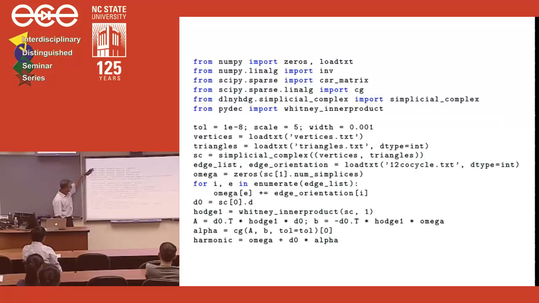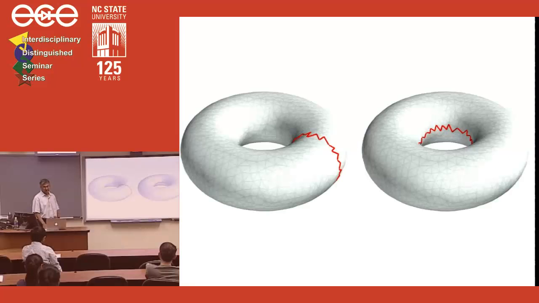The code is very simple. This is using our PyDEC software. This is in Python. So just this much code. This is just import stuff, and then computing the harmonic is equal to omega plus d alpha. Just almost like what the math reads is what the code reads like. And these were the picket fences that we used for the torus.